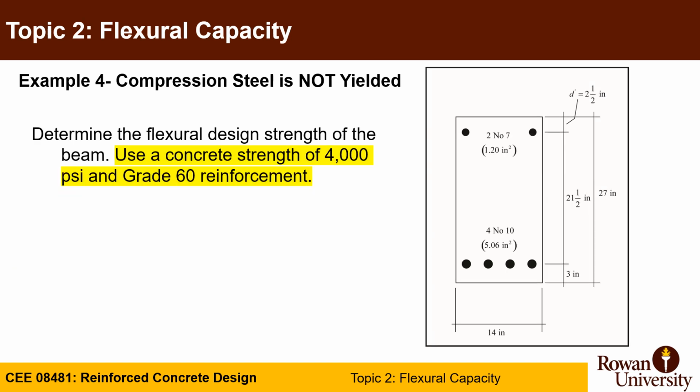For compression steel not yielded, we have a different cross section. Total depth is 27, so structural depth in this case will be 24. Very similar as before, which is 14. The only change is now we drop this compression steel to 1.2 inch square. So this is AS dash, and AS is 5.06. F prime C is 4,000 psi. F yield is 60.